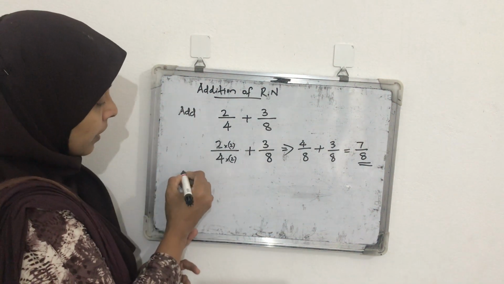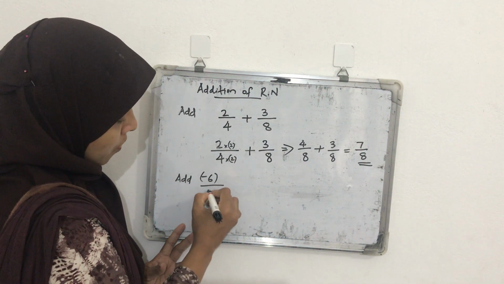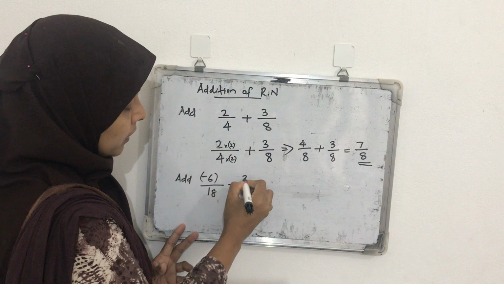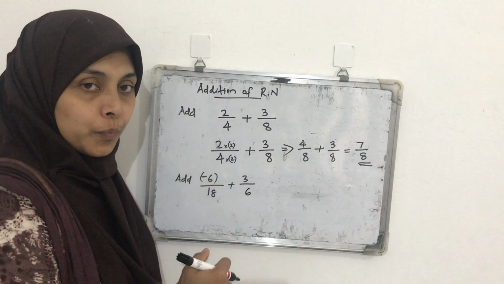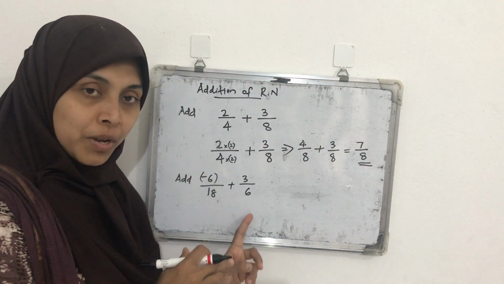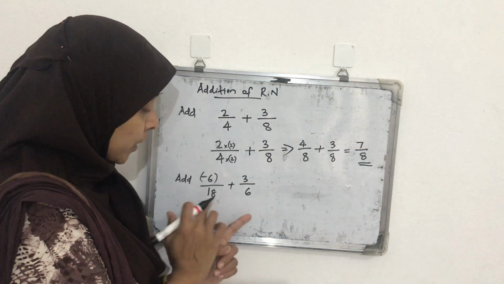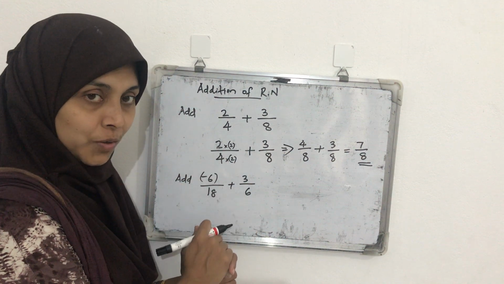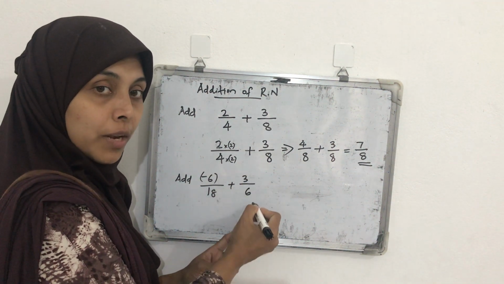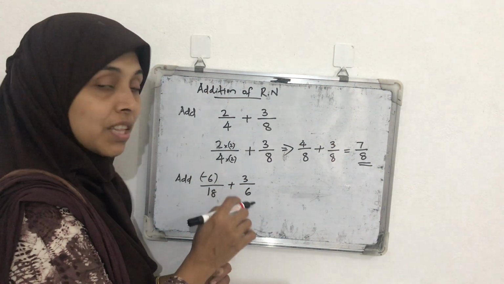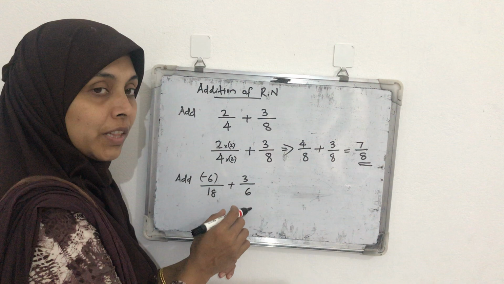One more question. Add minus 6 by 18 plus 3 by 6. How can we add these two? Here also the denominators are different. But we know 18 is a multiple of 6. So we can find an equivalent rational of this 3 by 6 with the denominator 18. Which number do we want to multiply to get 18 as the denominator here? Yes, we want to multiply by 3.